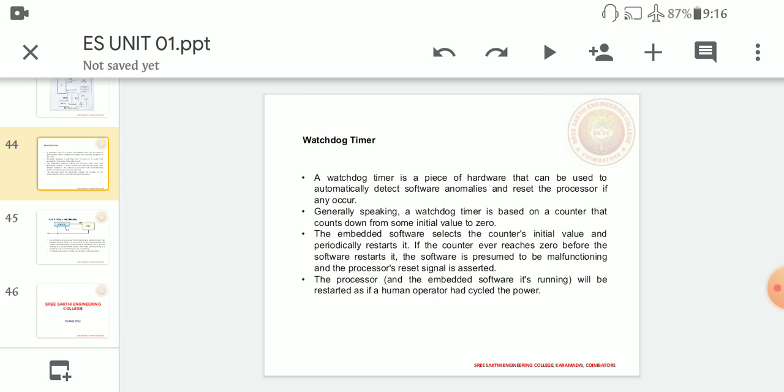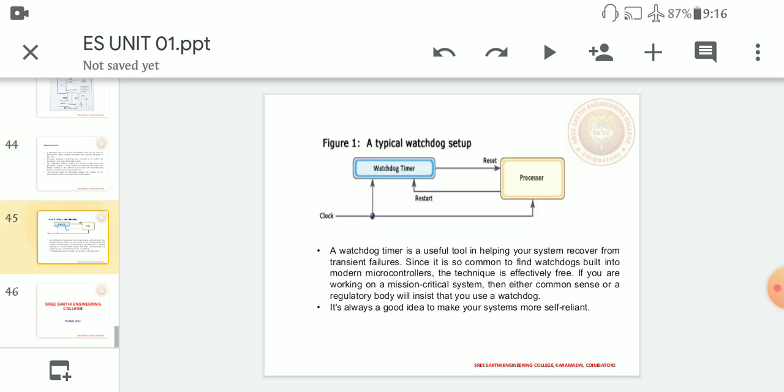And finally, we'll have a watchdog timer. This watchdog timer is also a device. It is a piece of hardware that can be used to automatically detect software anomalies and reset the processor if any occurs. Nowadays every electronic device will have a watchdog timer. It is illustrated in this diagram, showing how a watchdog timer is processed.